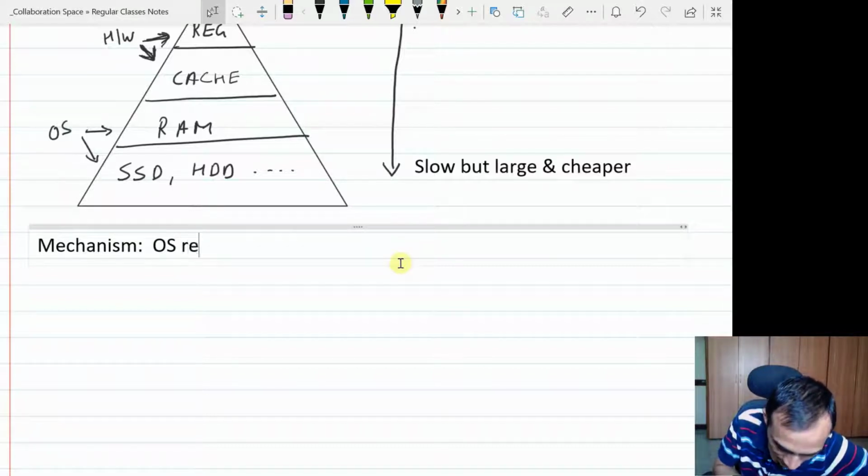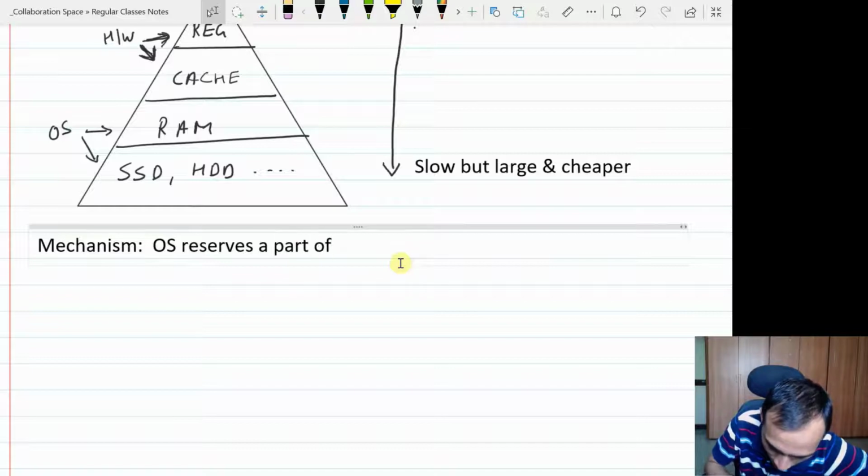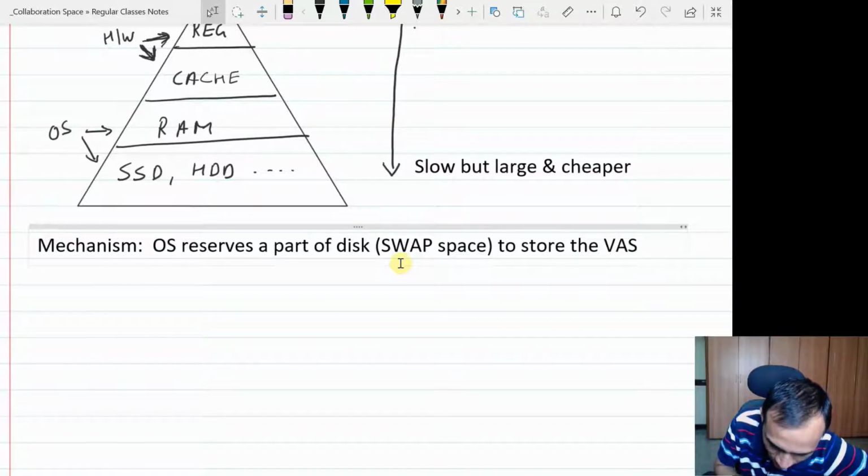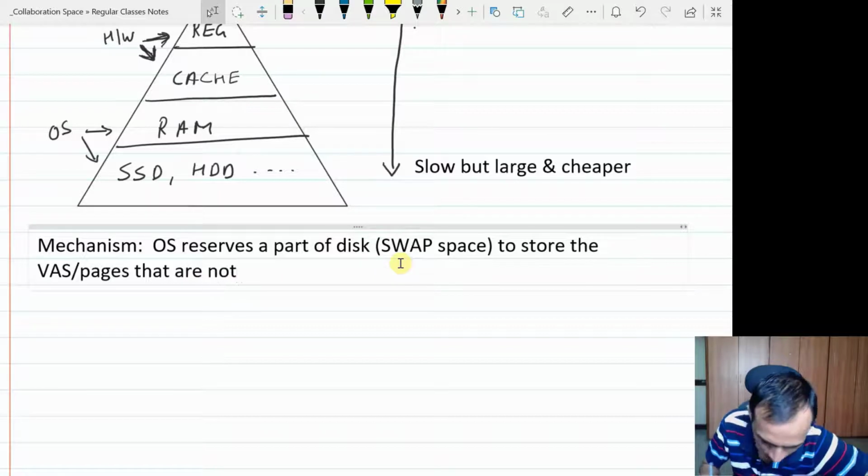So to facilitate this, the OS reserves a part of the disk, which is called swap space, to store the unreferenced pages or the portions of the virtual address space that are not actively used. Okay.